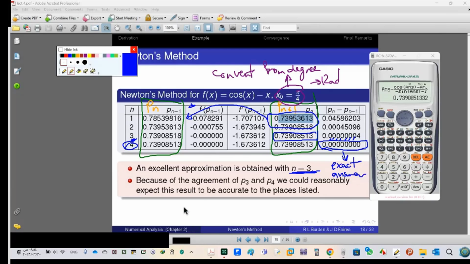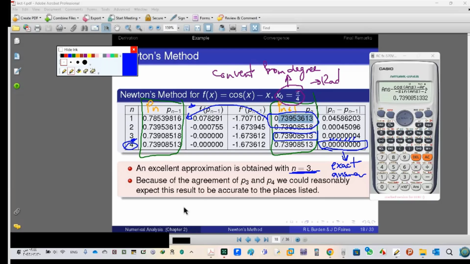So the big important idea for Newton-Raphson is that after the third or fourth iteration, you can get the exact answer. Exact answer. For that reason, the most powerful method to find a root is Newton's method.